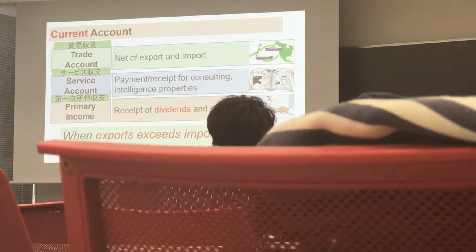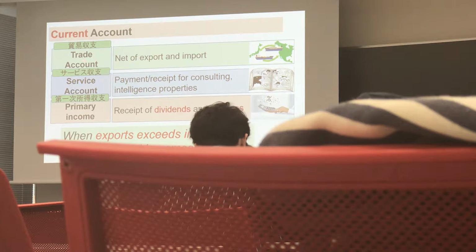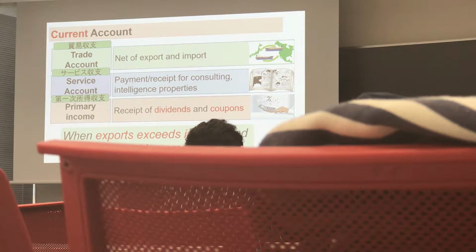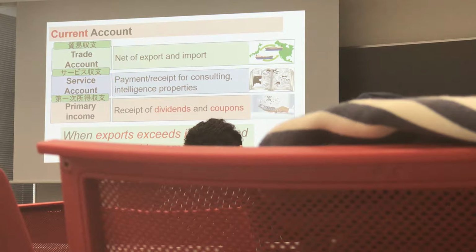And just focusing upon the current account, its major part is the trade account, that is the export and import of goods. The service account is payment or receipt of services like consultation and intellectual properties. And the third one is primary income. The primary source of primary income is dividends and coupons.